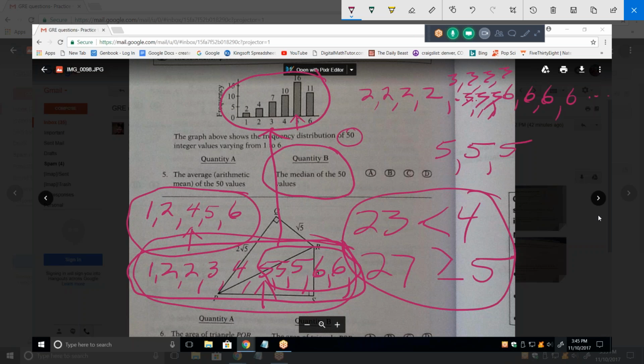It's pretty impossible for the average to be above 5 when we've got 23 values below 5 and we've only got 11 values that are 1 higher than 5. No way are you getting an average of 5. Kind of hard to explain mathematically, but you get that concept? Yes. Okay. Let's go on.